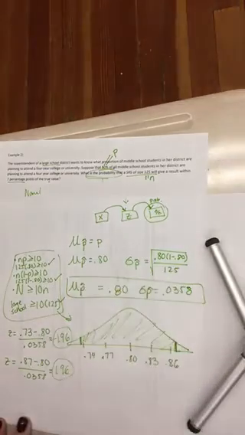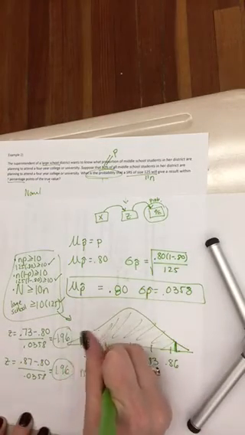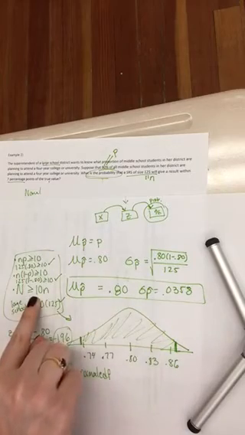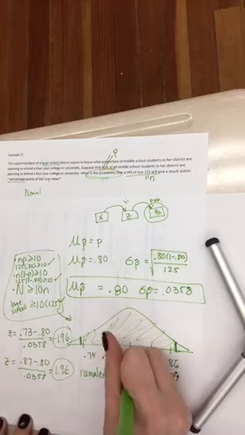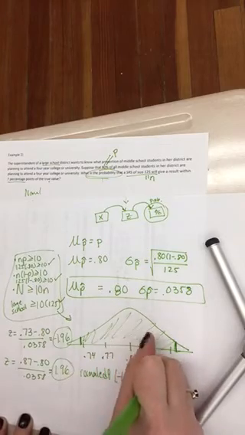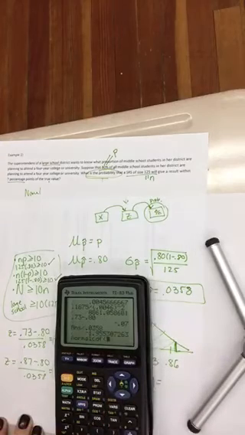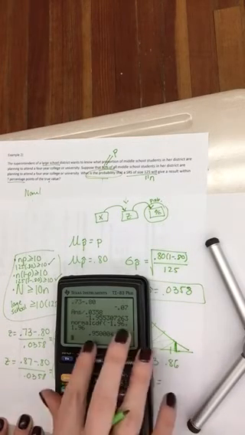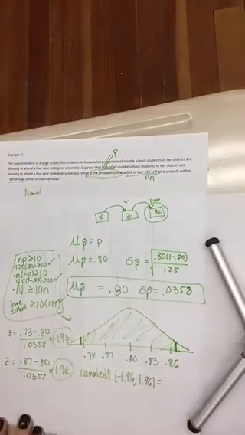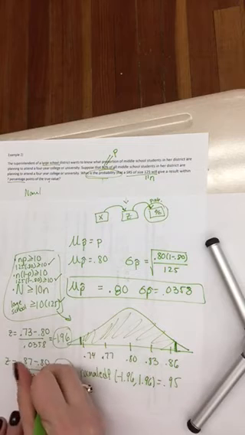Great. All right, we do normal CDF, because we've proven that this is a normal distribution with a mean and a standard deviation given. Z left, Z right. Boom, 95% exactly, look at that, 0.95. So what is the probability?